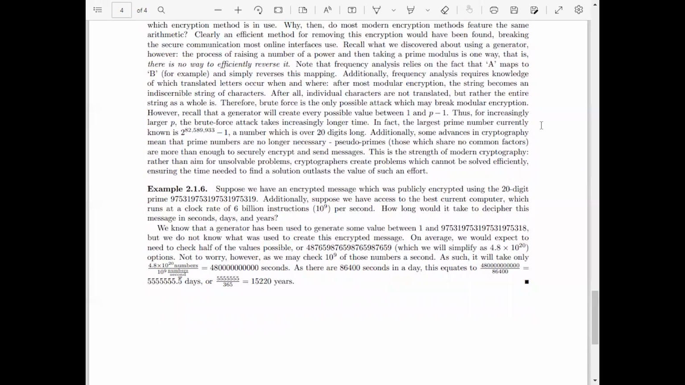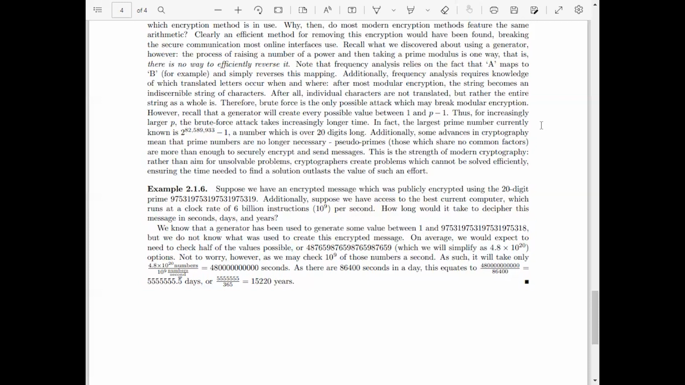Additionally, frequency analysis won't work because it requires knowledge of what translated letters occur when and where. Most modular encryption, however, takes the character code of the letters and modifies those themselves. So you take a string of letters, you convert it into some numerical value, and that's what you perform modular arithmetic on. So at the end, you don't actually have a series of letters that you could do frequency analysis on. Instead, you would have the entire string translated into a completely different string with no resulting frequency to analyze.